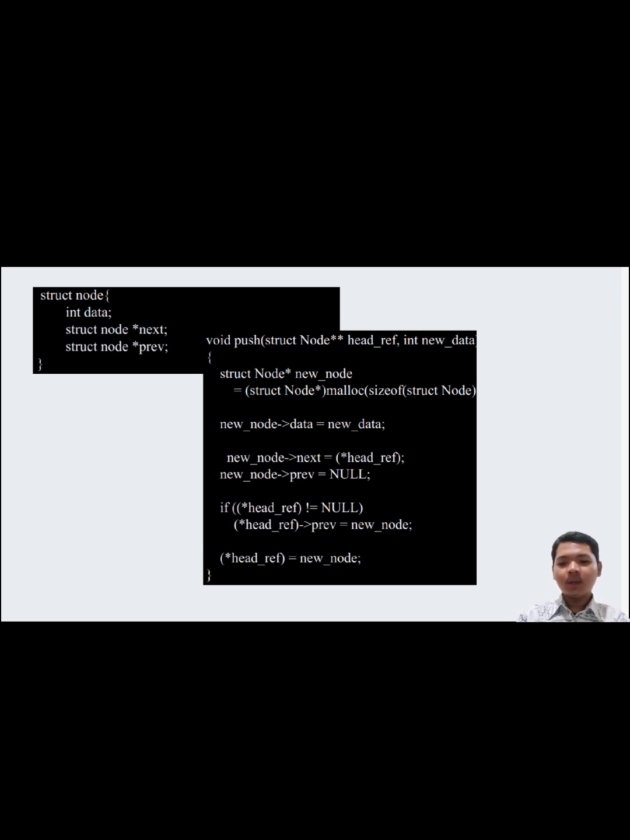Update head pointer, head ref together with node. Finally, the head ref pointer itself is updated to point to the newly inserted node, making it the new head of the doubly linked list. Overall, the push function efficiently inserts a new node with the given new data at the beginning of the doubly linked list, updating the pointers to maintain the correct structure.